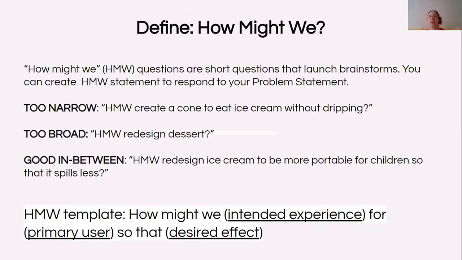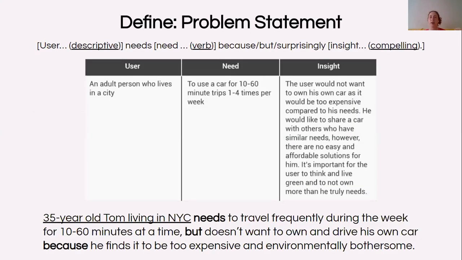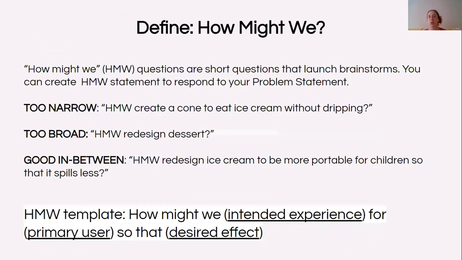So that was the problem statement. The problem statement is where you clearly define the problem space. And that officially wraps up the problem space component, the empathy part. You wrap it up and you create this one deliverable that is a problem statement. So what do you do with that?